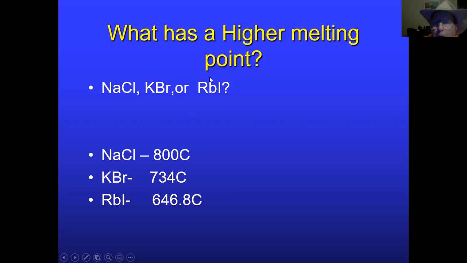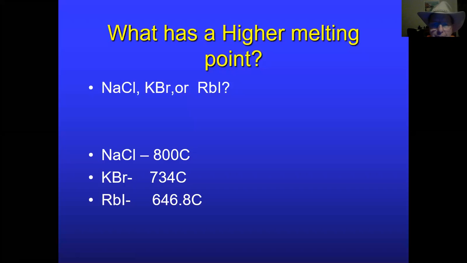Charges are the same. Rb is +1, I is -1. K is +1, Br is -1, Na is +1, Cl is -1. So if the charges are bigger, it's going to have a higher melting point. If the distance is bigger, it's going to have a lower melting point because we're dividing by distance and we are multiplying by the charge. The charge is in the numerator, the distance is in the denominator.